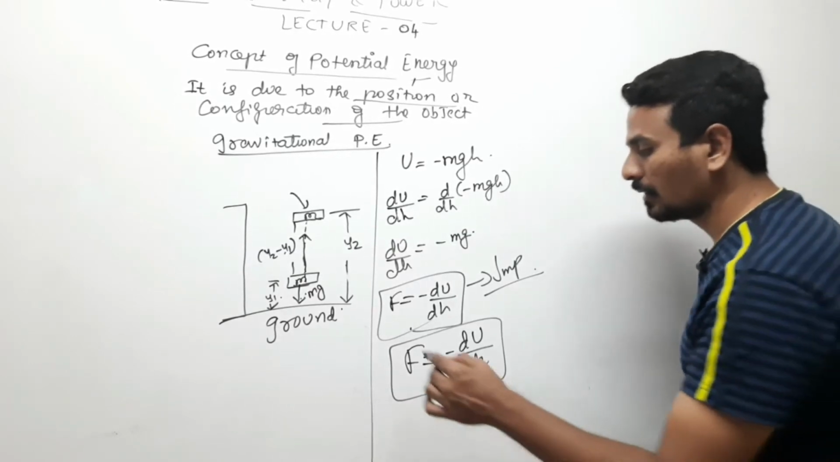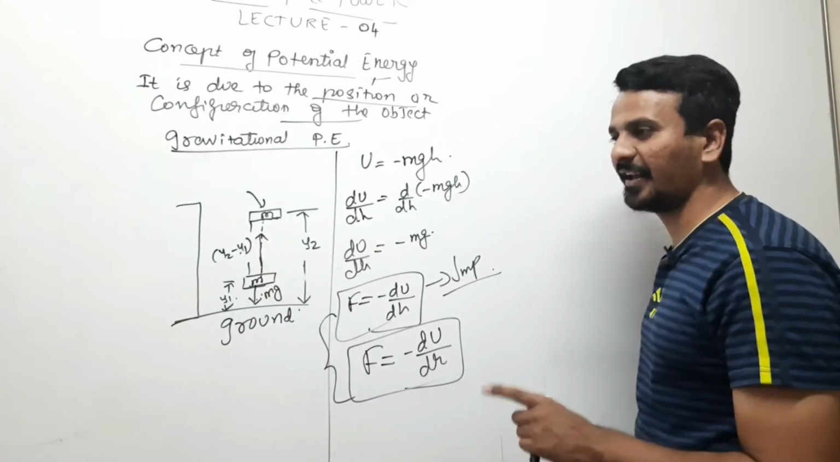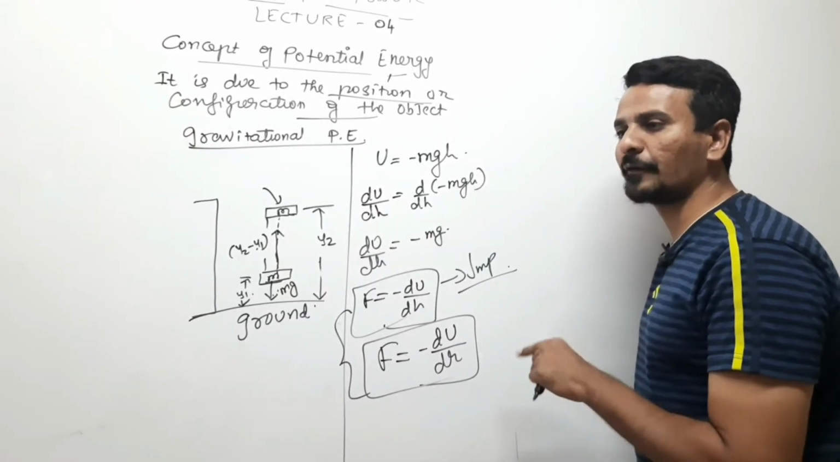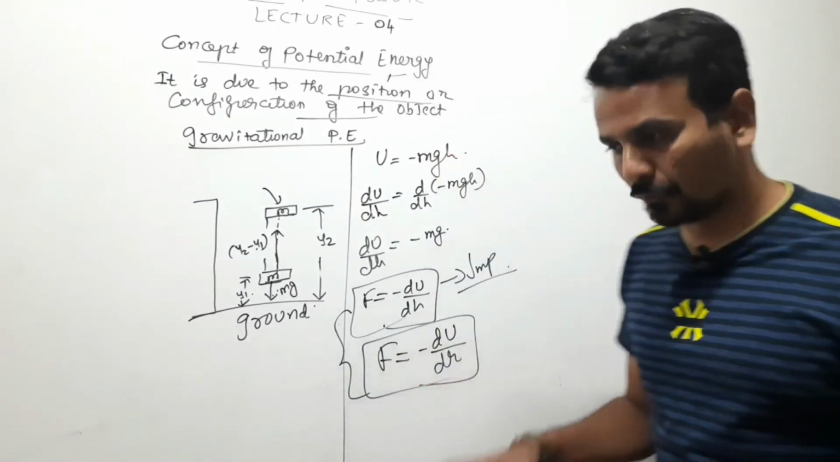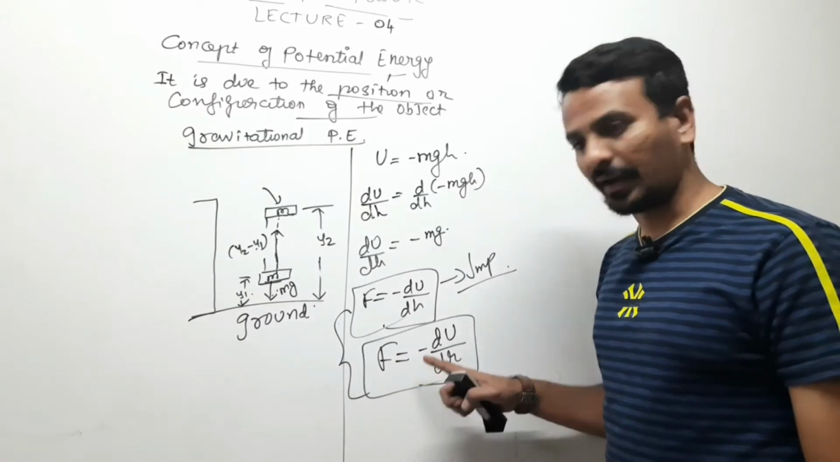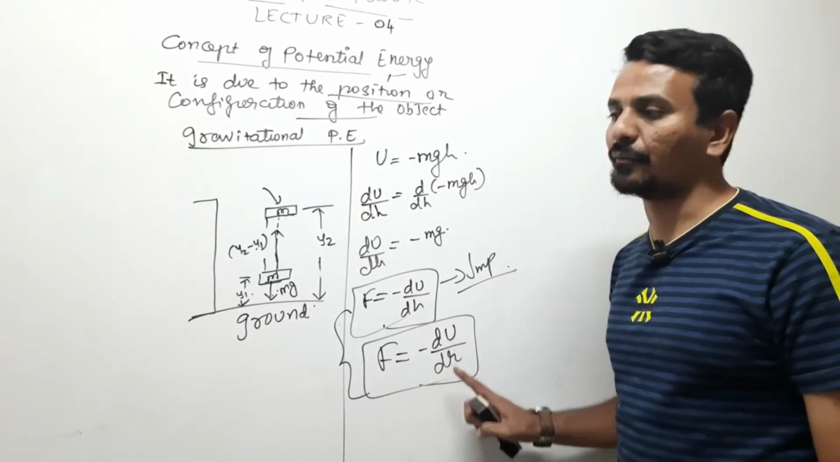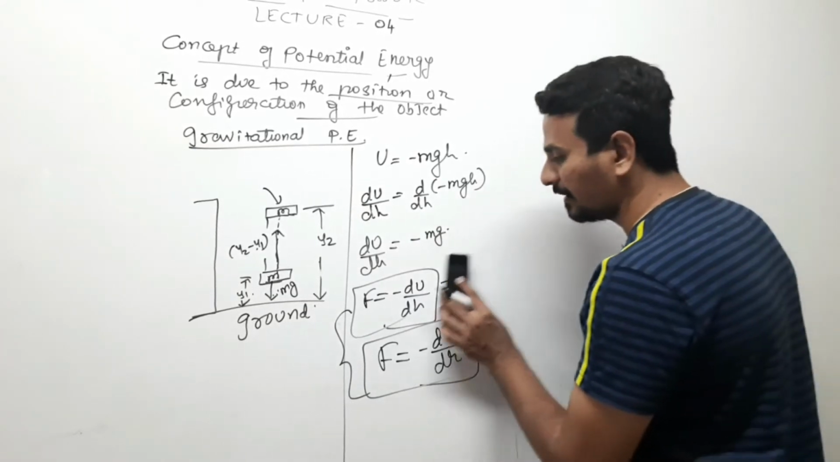We will solve questions based on this equation. Understand this equation very clearly. Force is equal to the negative of the rate of change of potential energy with respect to distance. Right? Okay.